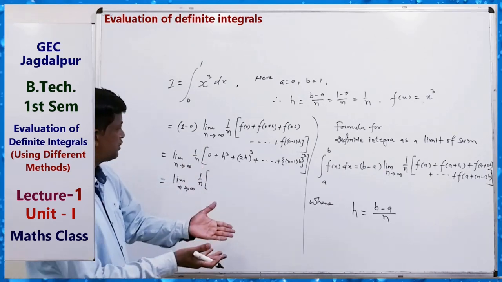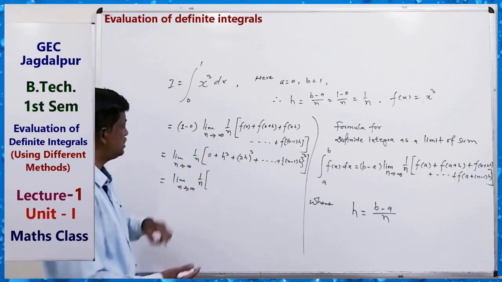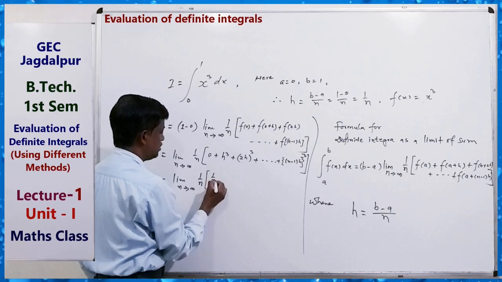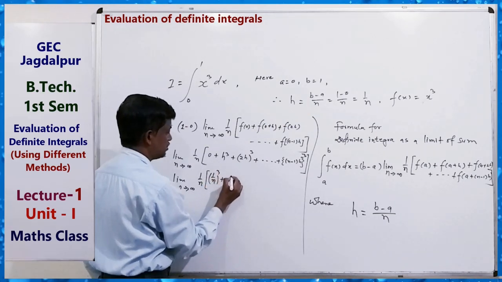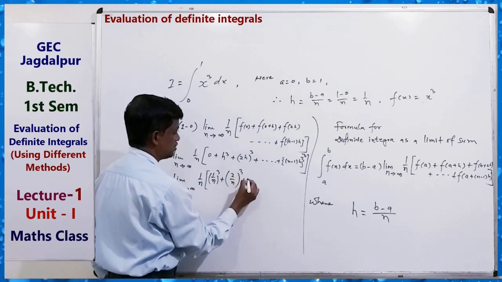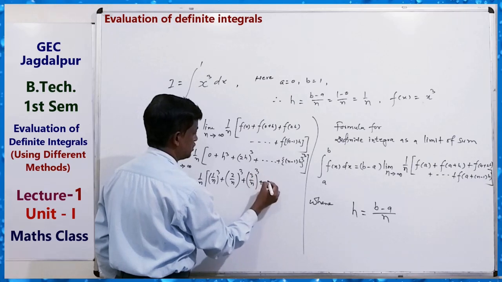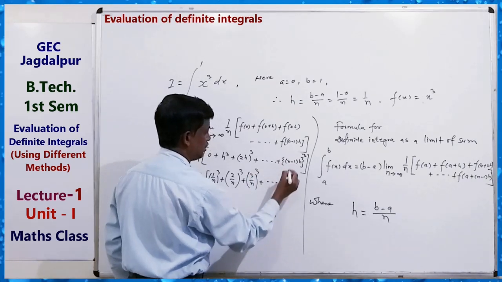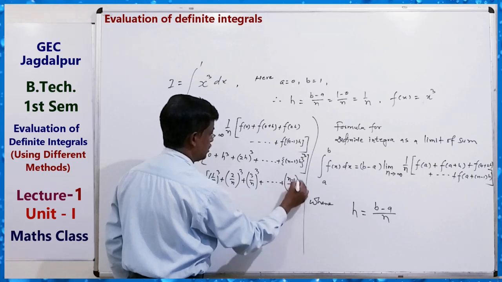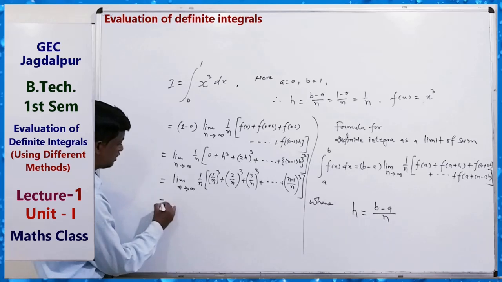Now, either you can convert n to h or h to n. So here h equals 1 by n. So h cube is 1 by n cube plus 2 by n cube plus 3 by n cube and so on, up to n minus 1 by n cube.